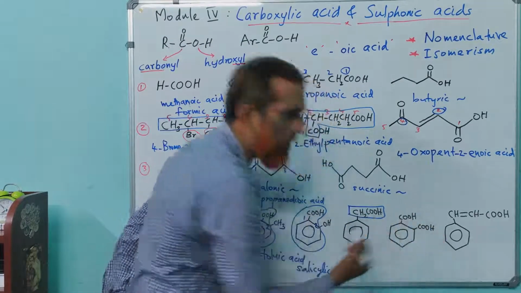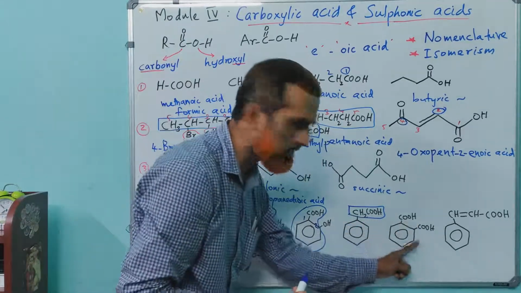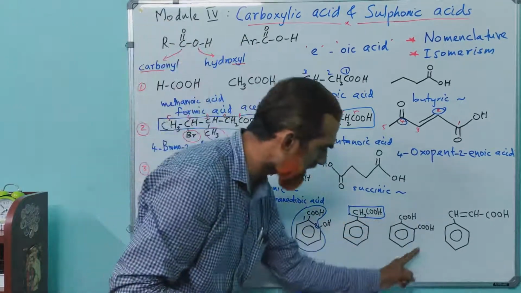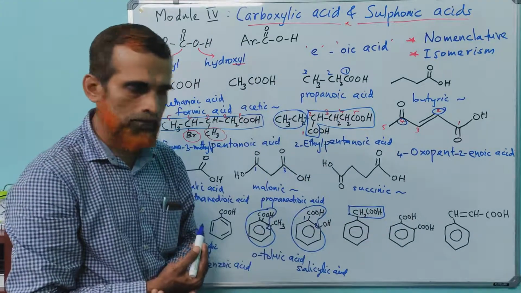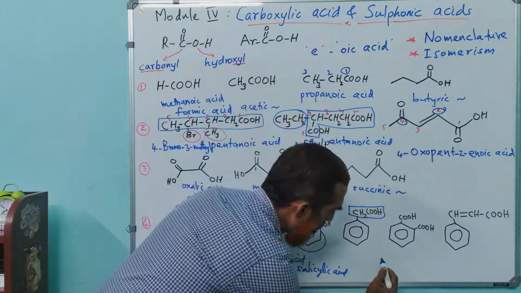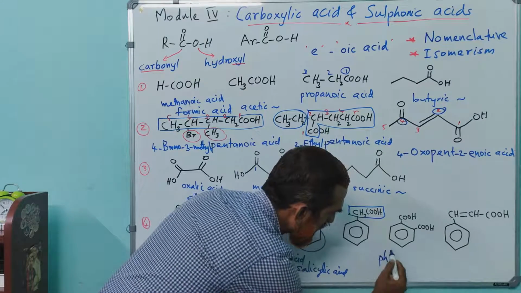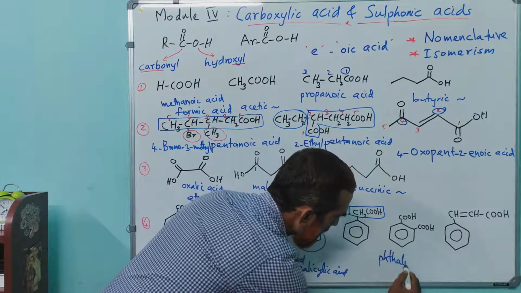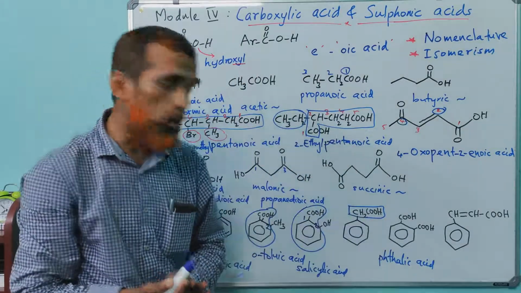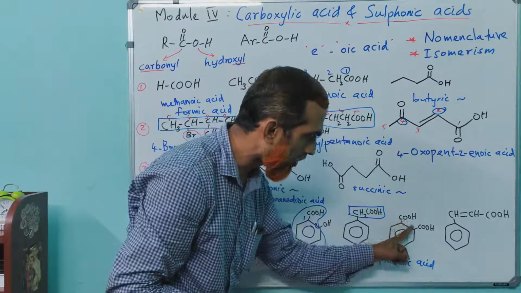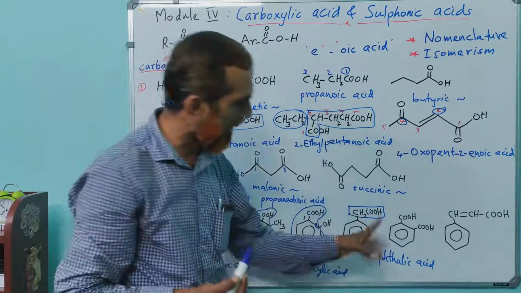Here it is dicarboxylic acid, so you can call it, strictly speaking, benzene 1,2-dicarboxylic acid. Or there is a single common name, that is phthalic acid. Okay, this is called phthalic acid. See that this is the name for the ortho isomer. 1,2 position or ortho isomer is phthalic acid.